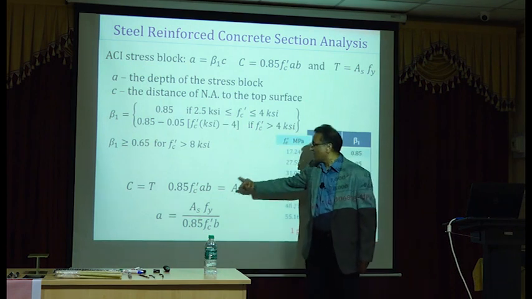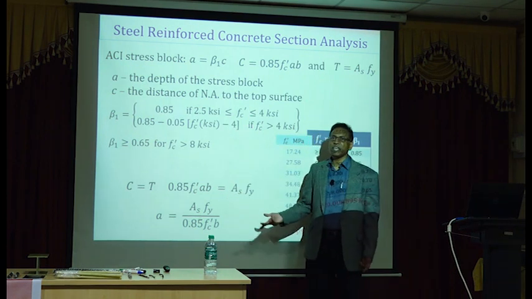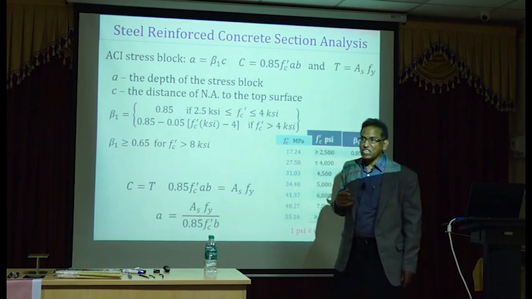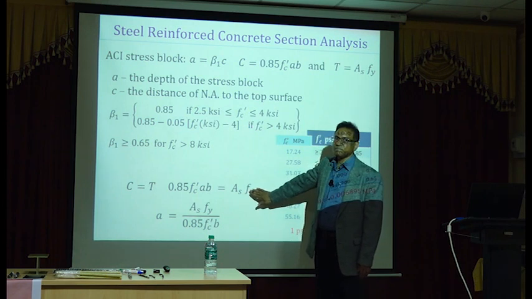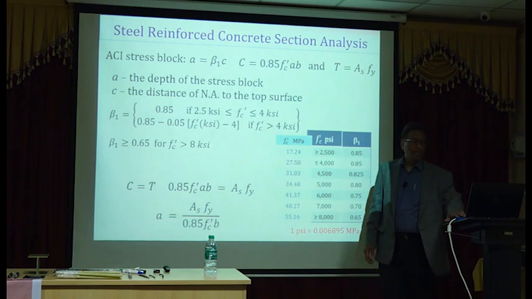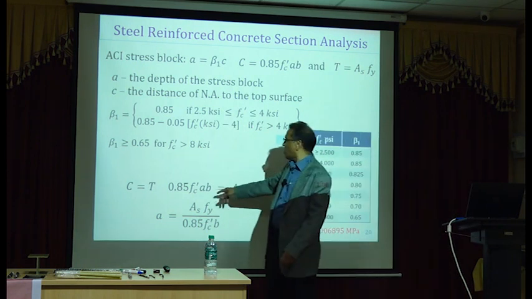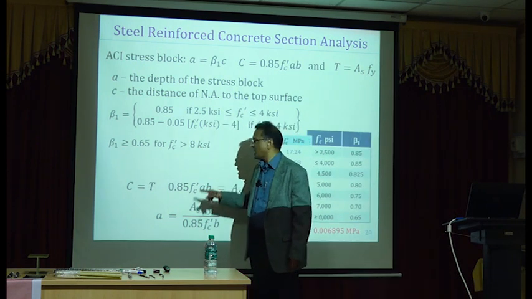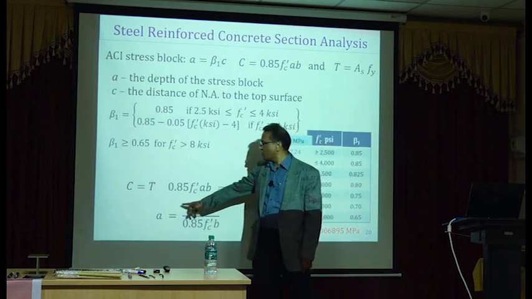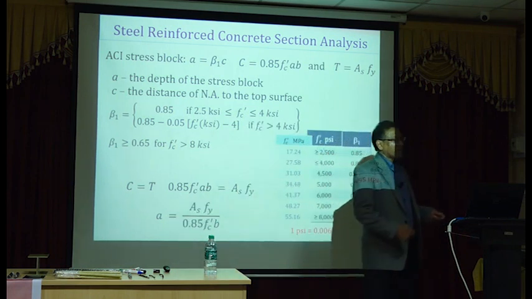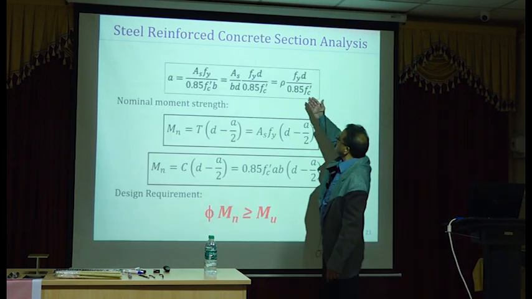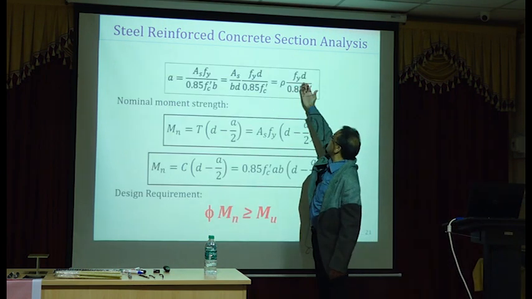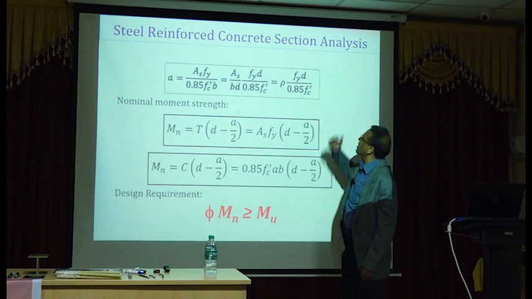Perfect. What about the steel force? Steel force is area times Fy. Fy is the yield strength of the material. That's it. There are no partial material factors in this. Okay? That's the difference, big difference. Then you find out in this equation, all that we don't know is depth of the compression block A, and therefore you can find the depth of the compression block by just rearranging the terms, and this is what you get. A equals rho times Fy over 0.85 F prime C.